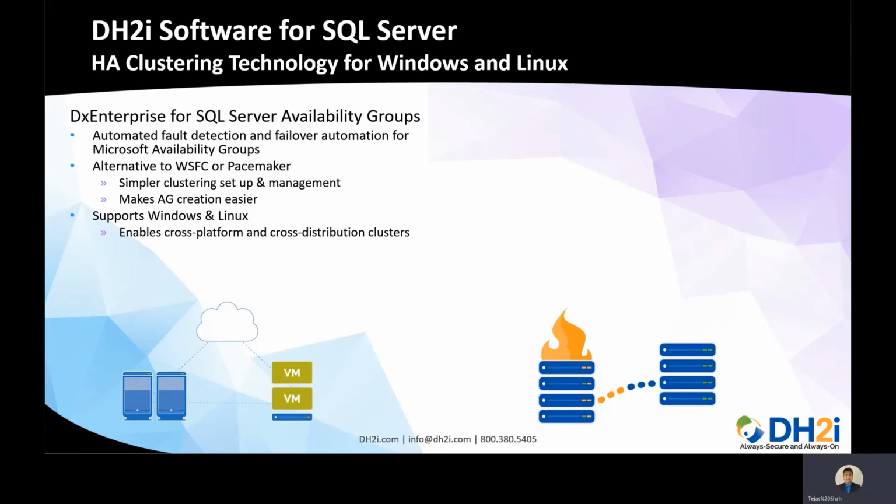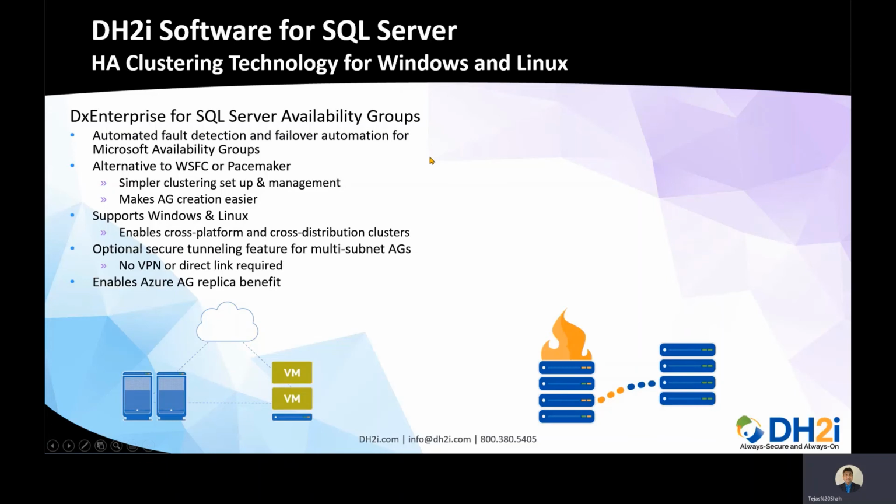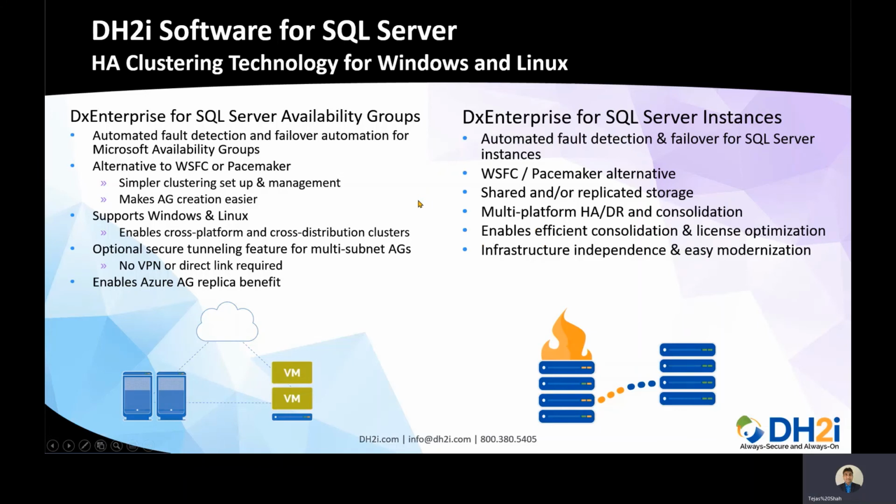It enables you to create cross-platform and cross-distribution clusters, and it also enables you to create AG replicas across on-premises and Azure, because you can have your primary replicas on premises and secondary replicas on Azure, or vice versa, if you want to create a geographically distributed HADR scenario. Of course, this software also provides failover cluster instances. DxEnterprise is a pretty good alternative for you to consider, especially if you're choosing Linux as a platform, considering the kind of scenarios it can enable with Windows and containers as well.